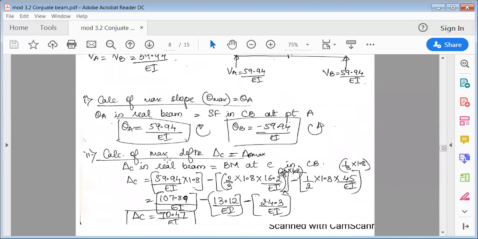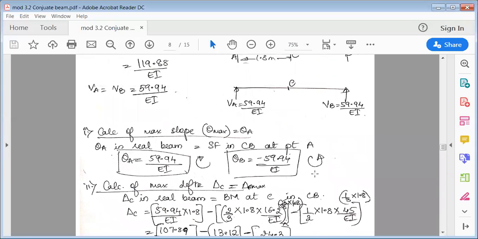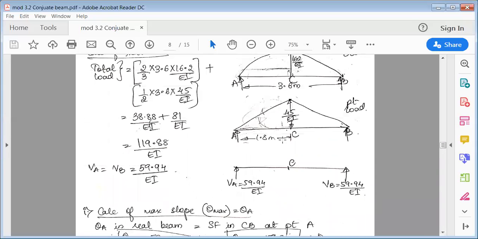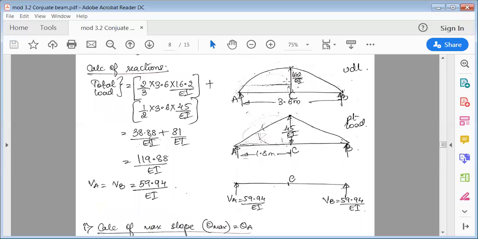Okay, next we have to calculate delta c. So delta c, again use the formula. Delta c in real beam is equal to bending moment at c in conjugate beam. Okay, so come to this point. Now at C, we have to refer both the figures. Now again check to the left side of C. To the left side of C, how many loads are acting?